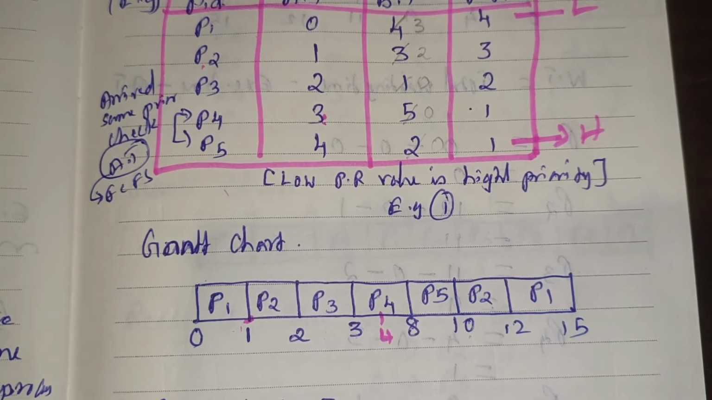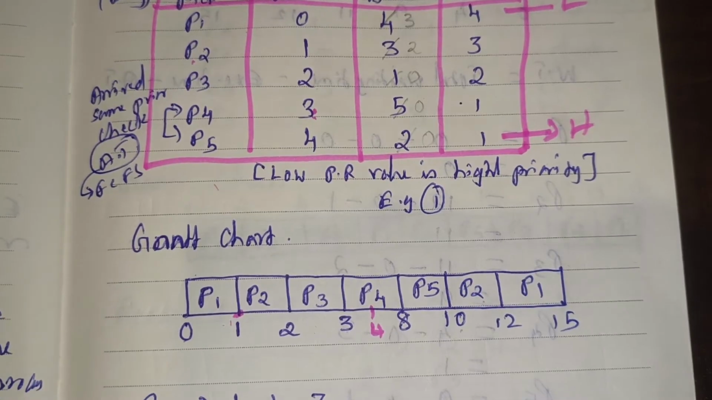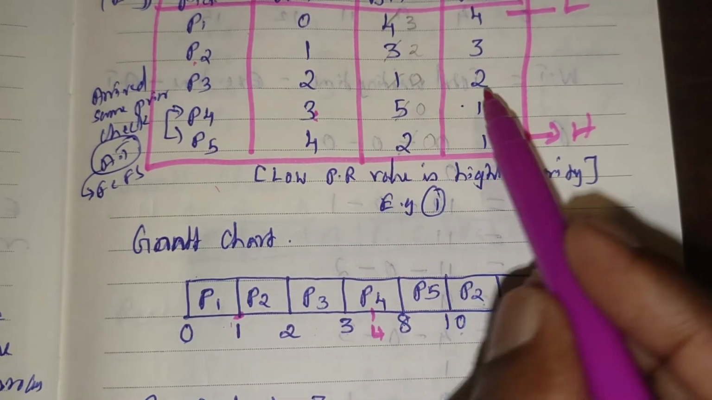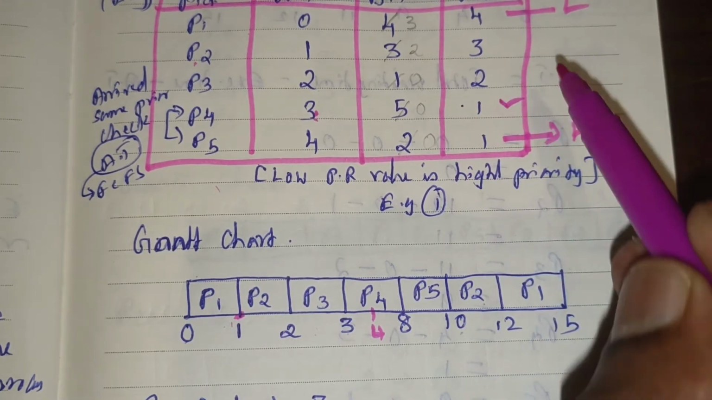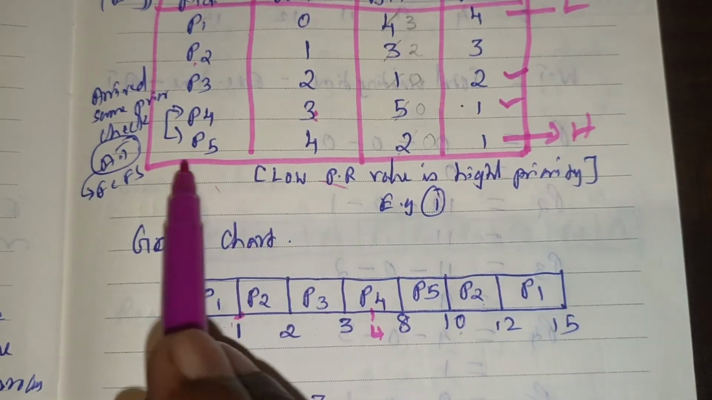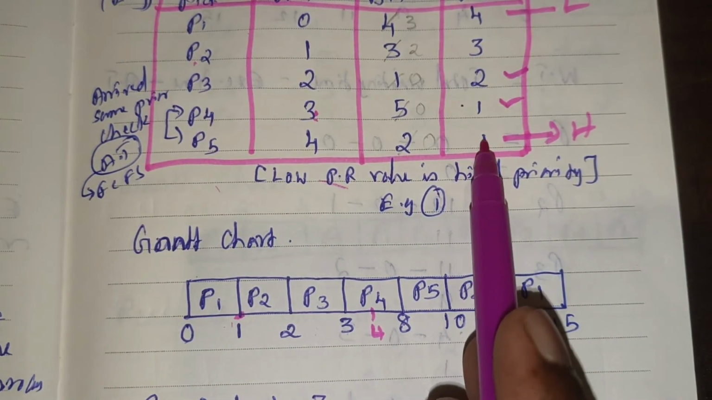I hope you understood this. This is the only major part you need to understand. The remaining part is very simple and the calculation is also simple. So now the complete task has been over. P3 is also over. Whichever is remaining here, P5 is remaining. It is the highest priority.